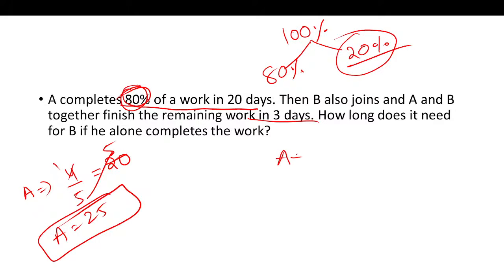A and B together can complete 20 percent of the work. 20 percent of the work is nothing but 1 by 5. 1 by 5 of the work can be completed in 3 days. So A and B can complete the total work in how many days? 15 days.